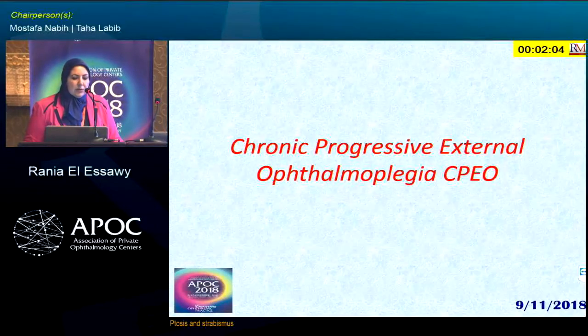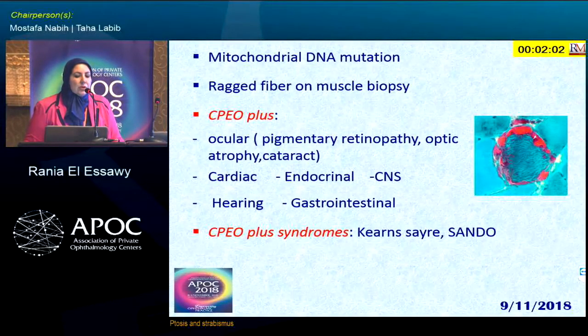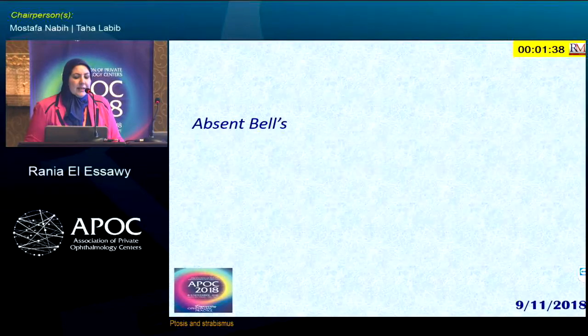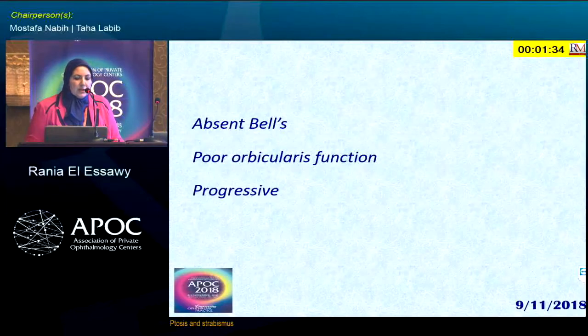Another condition is the chronic progressive external ophthalmoplegia, which is a mitochondrial DNA mutation disorder characterized histologically by the finding of ragged red fibers on muscle biopsy. There is also chronic progressive external ophthalmoplegia plus, with ocular involvement, cardiac, endocrinal, CNS, and there are the syndromes. The most famous is the Kearns-Sayre syndrome with pigmentary retinopathy in children. Characteristically, these patients have absent Bell's. They have poor orbicularis function. They have a progressive disease.